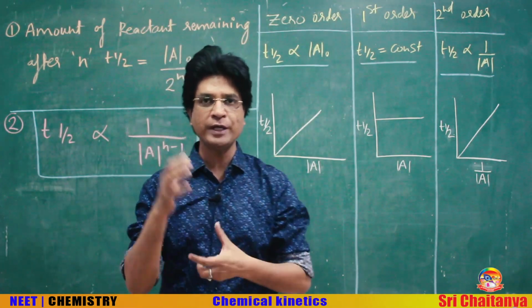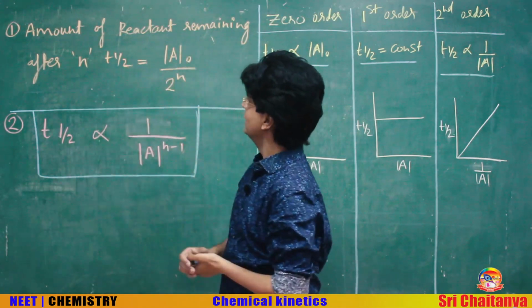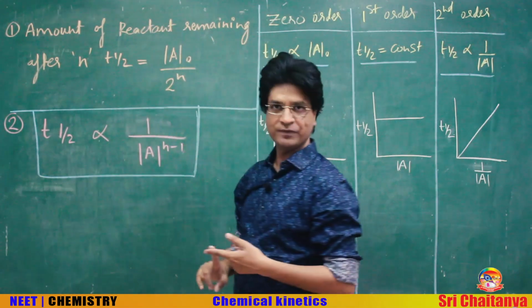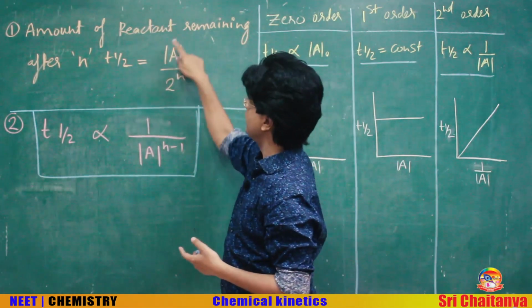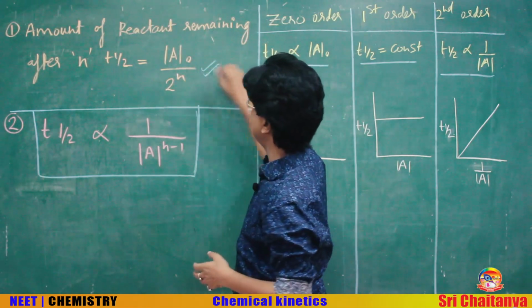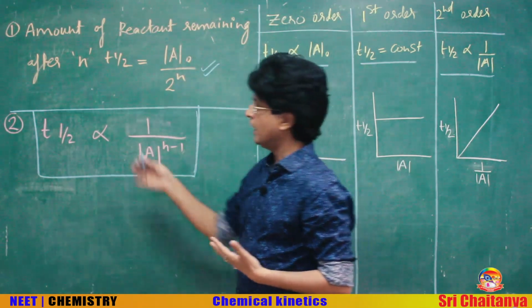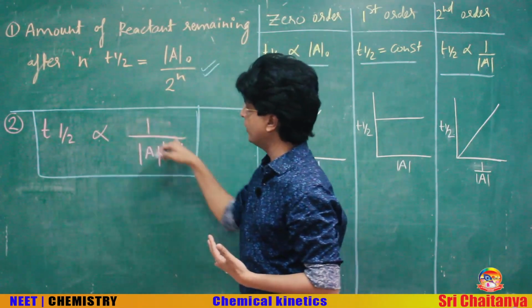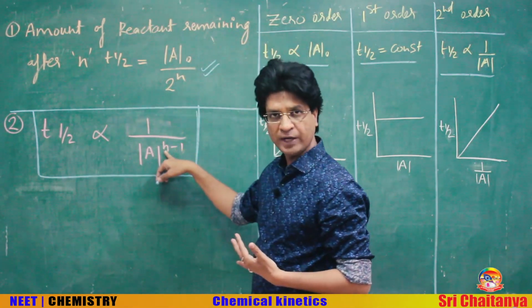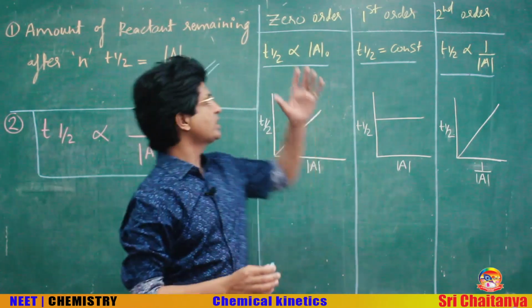I just want to share a very important piece of information regarding half-life. The amount of reactant remaining after n half-lives will be A naught, the initial amount, upon 2 to the power of n. This is very crucial information. Then in general, for any order, the half-life is proportional to 1 upon A naught, the initial amount, to the power of n minus 1, where n is the order of the reaction. This is very, very important, and the significance of this equation will be seen here.